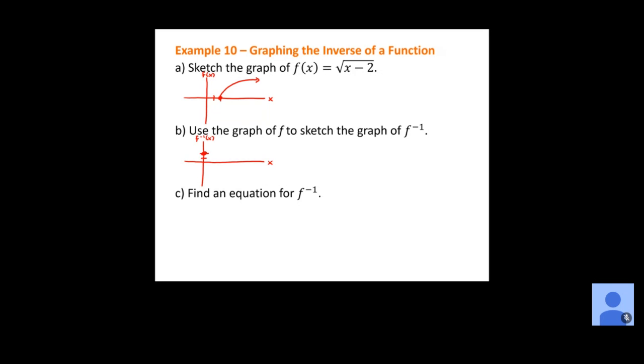Now, as I go on, I can think about some of these other values. If I were to do a point at 3, if I substitute that in here, 3 minus 2 is 1. The square root of that is 1. So I'm going to actually have a point at 3, 1 on my graph. Switching those points now is going to give me 1, 3 as a point on my graph. So I'm going to have a point at 1, 3. It's going to look like this.